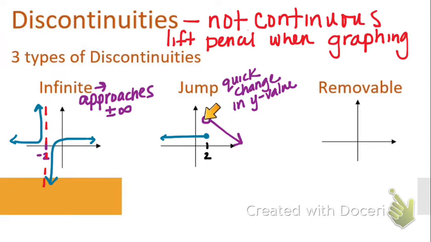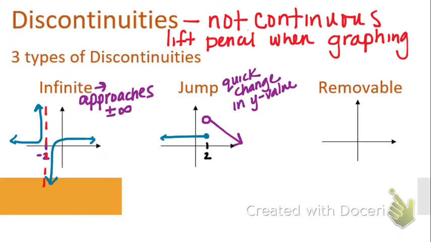Now what I want to make sure you see is that in order for it to be a function, if you have a jump, you cannot have 2 closed circles. Because at x equals 2, y can only have 1 value. And if you have more than 1, that's not a function.